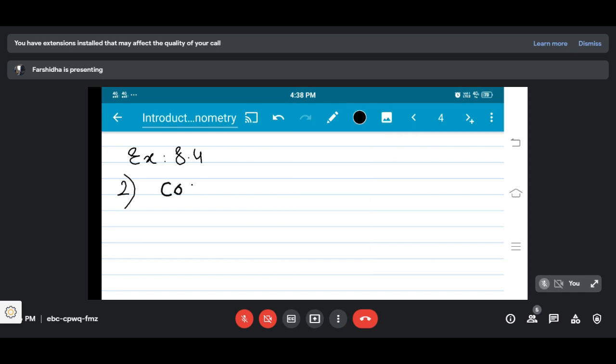First, we'll represent cos A in terms of sec. We know that sec is the reciprocal of cos. So it's easy. You can write cos A equal to 1 by sec A. So we have represented cos in terms of sec. This is the first one. Second, we'll do sine in terms of sec.